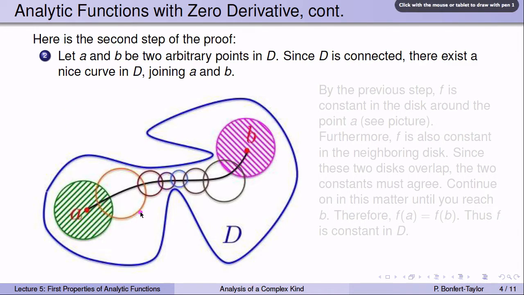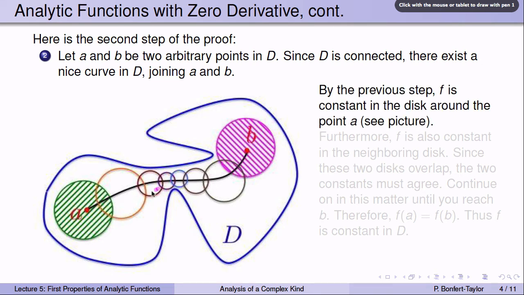Here's the second part. Suppose A and B are now two arbitrary points in our domain D. They don't necessarily lie in the same disk. I can't draw a disk large enough around A that fits into D and contains B. That disk would have to contain parts that are not in D. So I can't really use the first part directly to prove that the function must agree at A and B. However, D is connected, and so I can find this nice curve here connecting A and B within D. I could even make that from line segments if I wanted to.